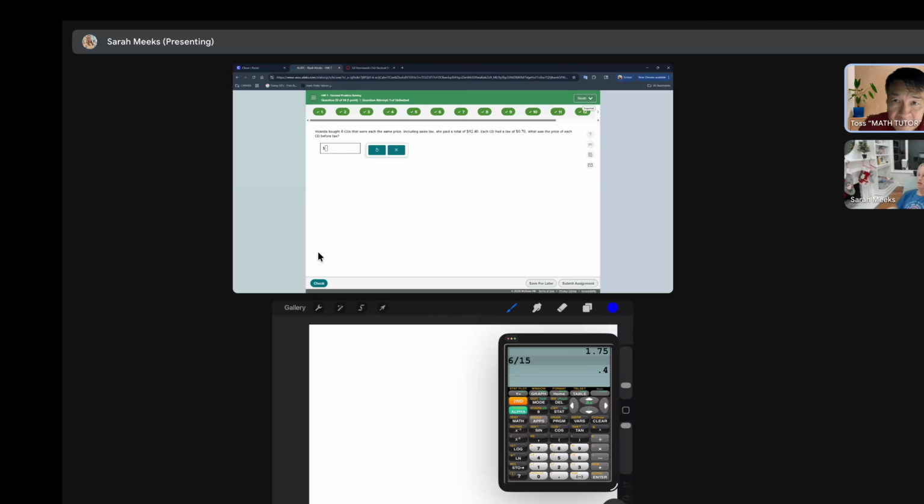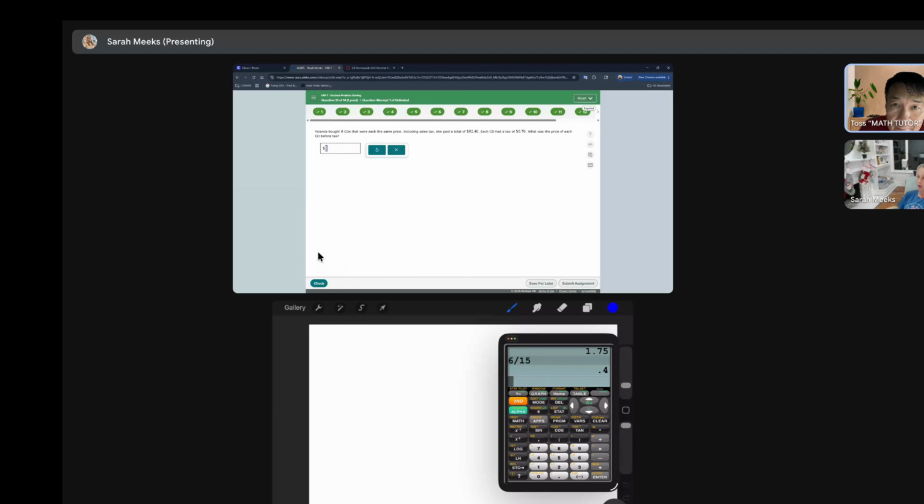Okay, that's a little fancy. Now you meant to read each CD had a tax. It would have been nice if the whole thing is being taxed, not each individual one. But okay, we'll go with each individual one. Let me see. She paid a total of.